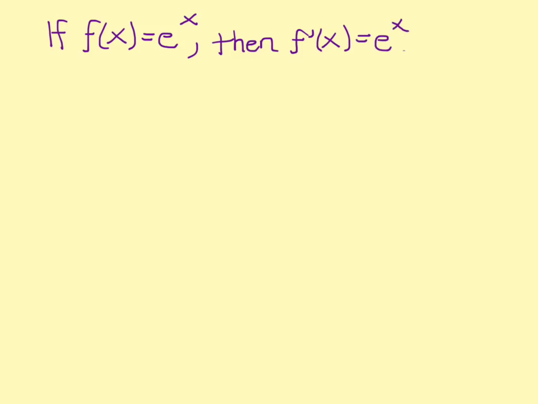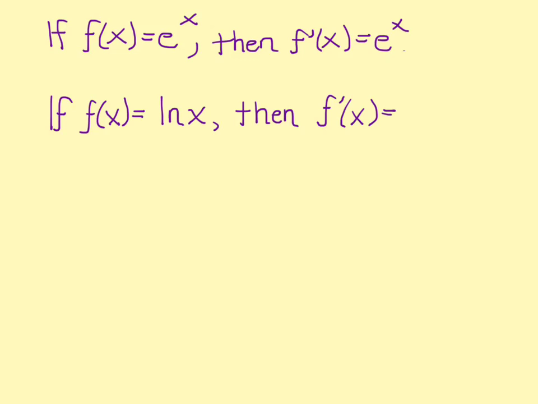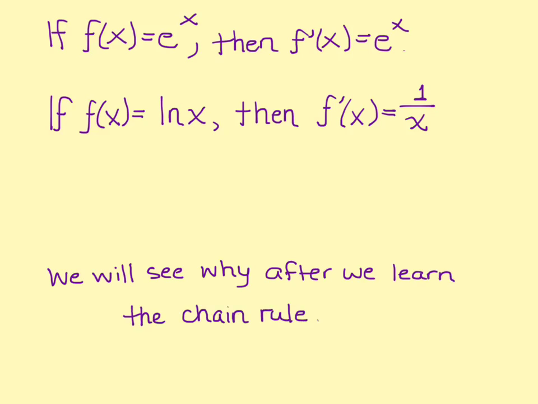Now for our second rule, if f of x equals e to the x, then f prime of x is also e to the x. This is one of the easiest derivative formulas to memorize because nothing changes. The derivative of e to the x is e to the x. And our final new derivative rule, if f of x equals ln of x, then f prime of x equals 1 over x. And we'll see the proofs for both of these once we get to the chain rule, which happens in a few weeks in class.